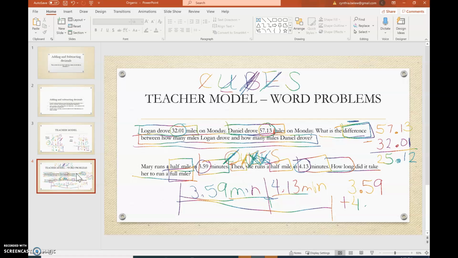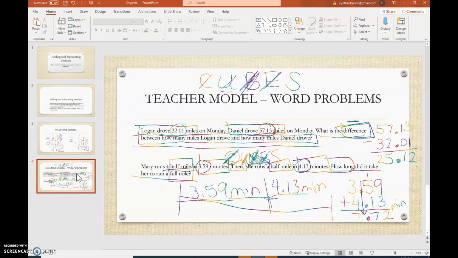So I'm just going to add 3.59 plus 4.13. 9 plus 3 is 12. Put down my 2, regroup my 1. 1 plus 5 is 6, plus 1 is 7. Bring down my decimal. 3 plus 4 is 7. So she ran the full mile in 7.72 minutes.